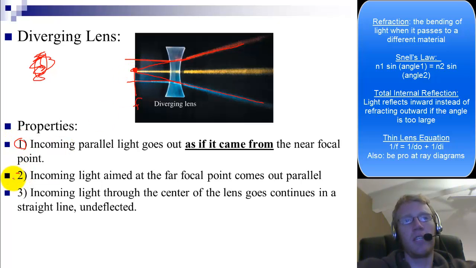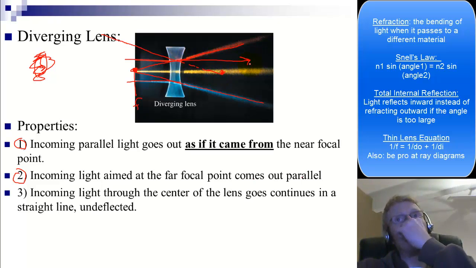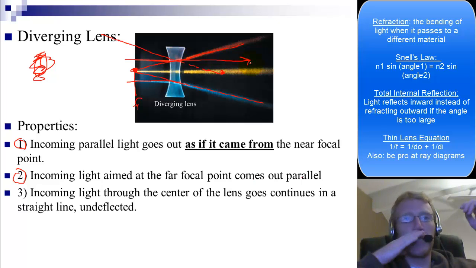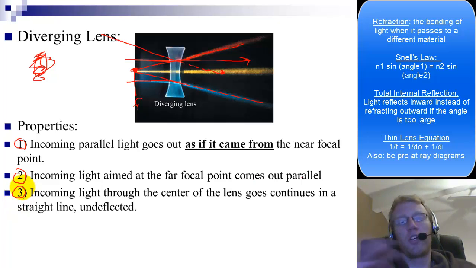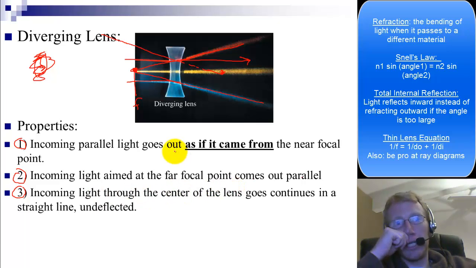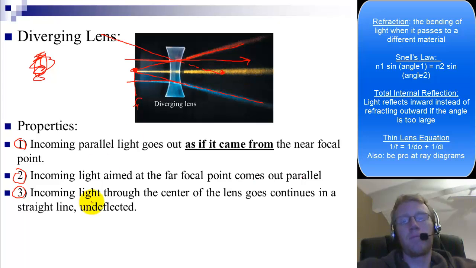That's your first one. Your second one says, incoming light aimed at the far focal point comes out parallel. So there's also got to be a focal point over here. So if I had a light ray incoming, aimed right at it, this way, this would come out parallel. Likewise, it's just the reverse of what we had before. If you come in parallel, you go out from the focal. If you go into the focal, out parallel. So they're just each other in reverse. And the third one is the same. The third one is the same for lenses and mirrors, both converging and diverging. If you go to the middle, you go through or bounce off, but you don't change direction at all. So in the middle, straight through.